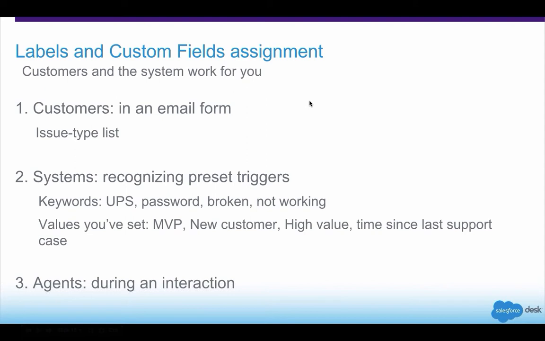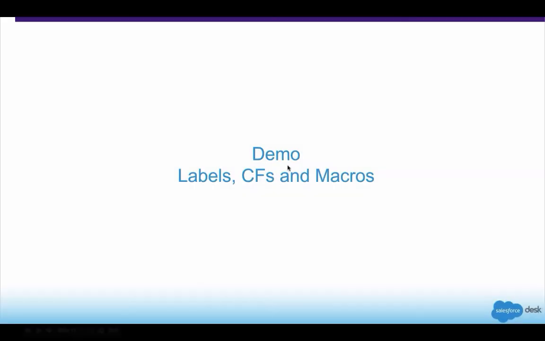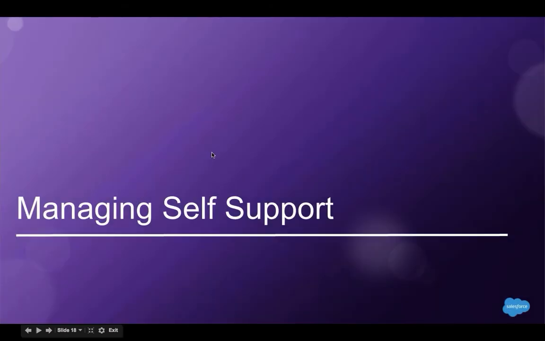So you might recognize some keywords like UPS or password or broken and take actions or apply labels and custom fields on those. Or you might set up customers with something like MVP or high value, and then generate labels based on that. And then finally, of course, the agents, through their interactions, can set up additional labels. So we'll jump right back into another quick demo and let Kevin show you how labels work in Desk.